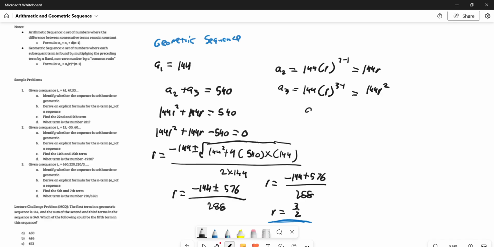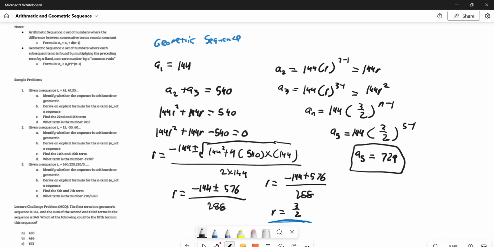So now we can rewrite our formula as 144 times 3 over 2, let's make that a little bit neater, to the power n minus 1. So what could be the fifth term? Well, now we just need to plug it in. 144 times 3 over 2 to the power of 5 minus 1. And finally, we just plug it into the calculator. 4729. That is your fifth term for the challenge problem, for the sequence.